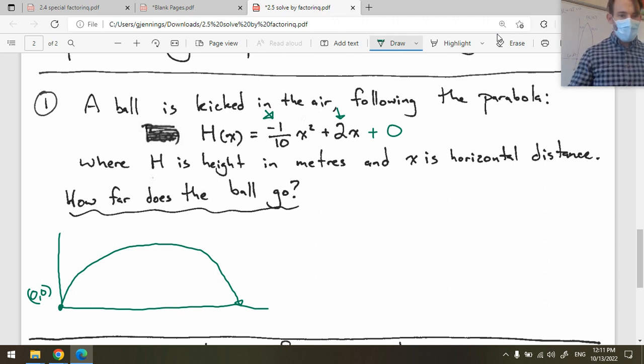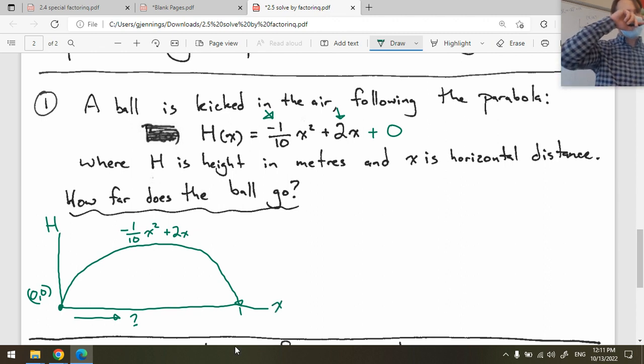And we want to know this distance. This is the question, right? That's the question. How far does negative 1 over 10 x squared plus 2x go, when this is height, h, and this is x, horizontal distance?